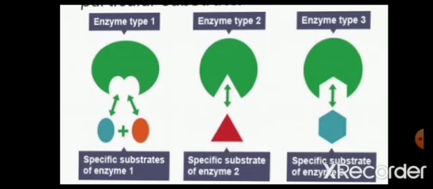Here is another example. This is the enzyme type 1 and specific substrates will bind with the enzyme of type 1. Here we have enzyme type 2. Look at the active site that is different from type 1. So the specific substrate for enzyme 2 is this one. Look at the active site of enzyme type 3. So it has its own specific substrate.